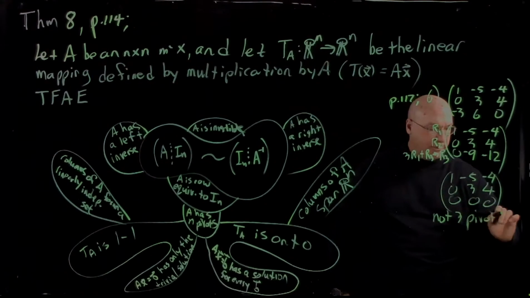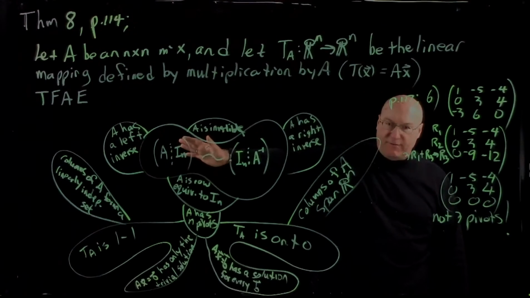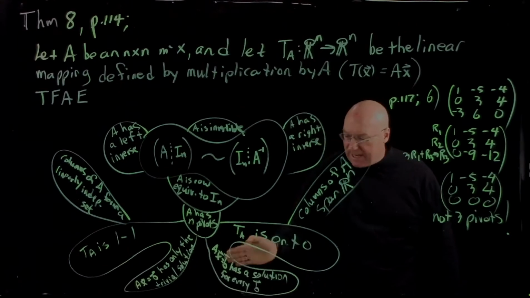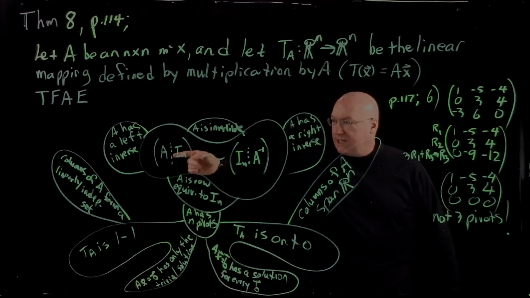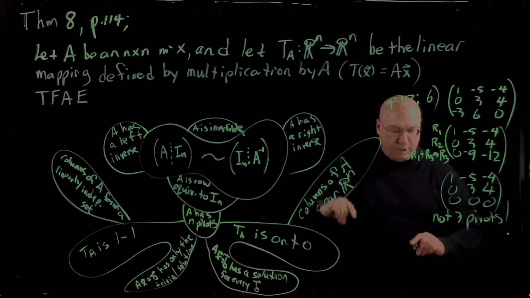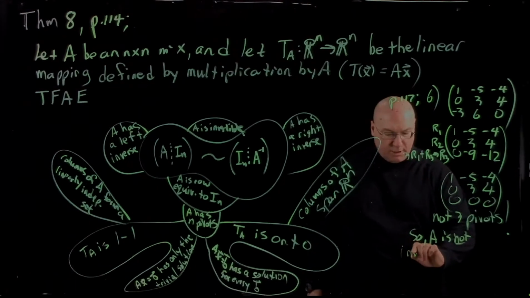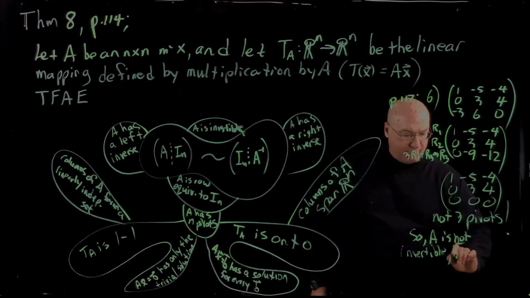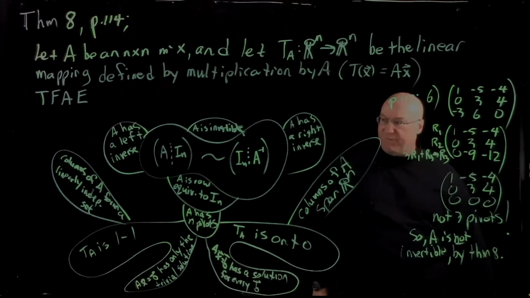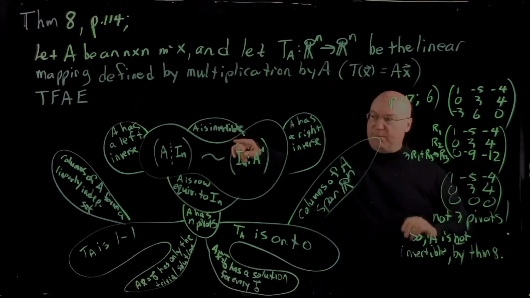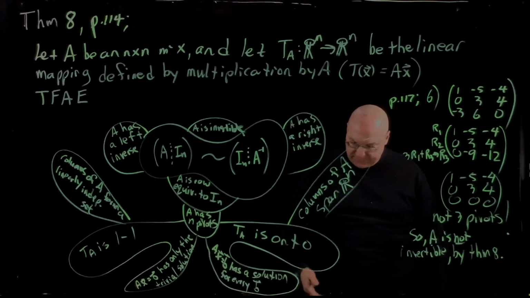I think there are going to be 2, but I don't care. I know there are not 3 pivots, so everything over here, put a not in front of it. It's true if you negate everything here. T sub A is not onto. AX equals B does not have a solution for every B, et cetera. In particular, A is not invertible. So that's my explanation: A is not invertible, and it's by Theorem 8. It's by the fact that not 3 pivots means not invertible for a 3 by 3 matrix. All right, good. That was easy enough, wasn't it?